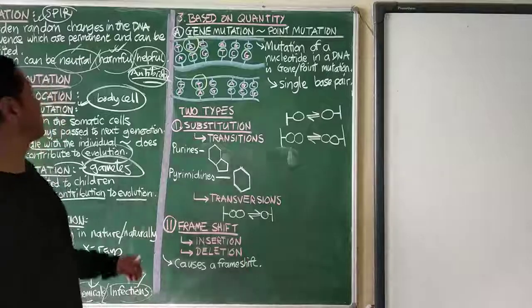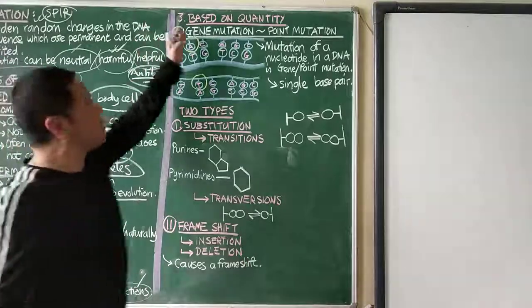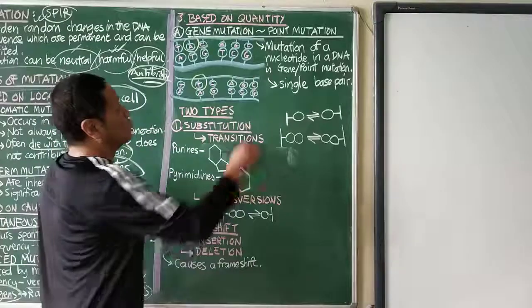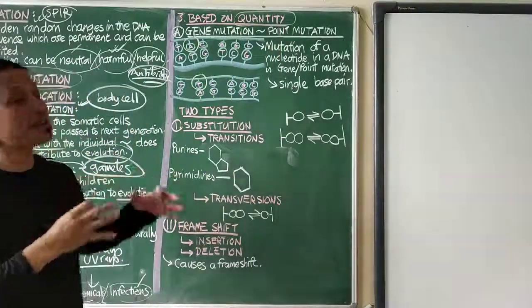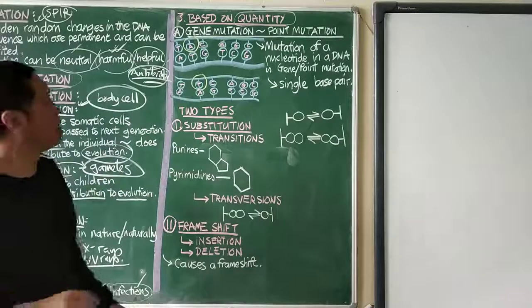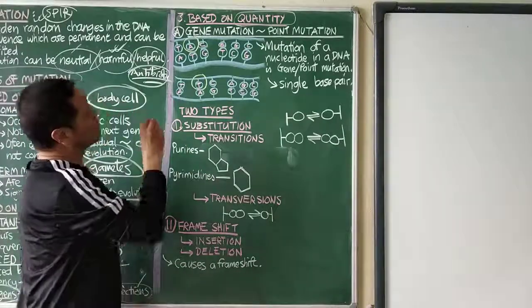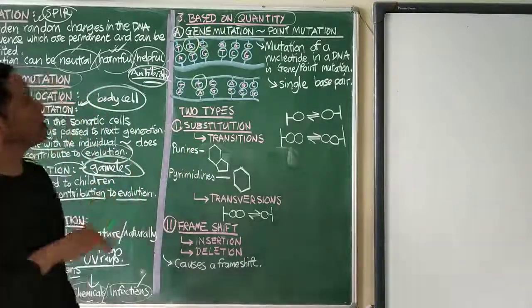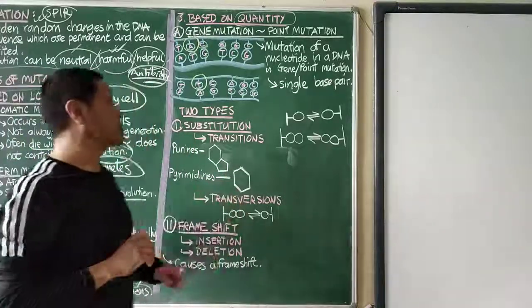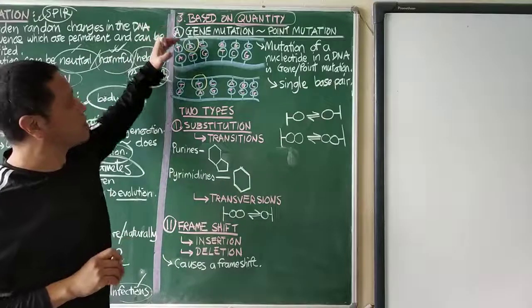Okay, the next one is types of mutation based on quantity. By quantity we mean how much of the DNA is under the influence of this mutation. According to it, there are two types: gene mutation and chromosomal mutation. So we'll start with gene mutation.